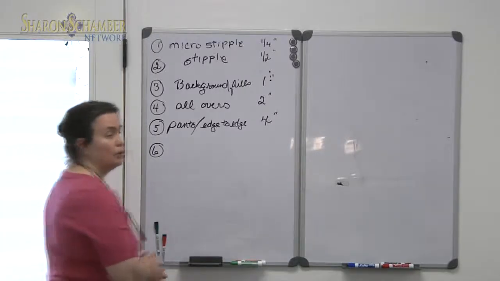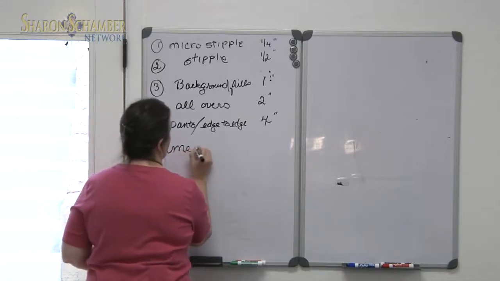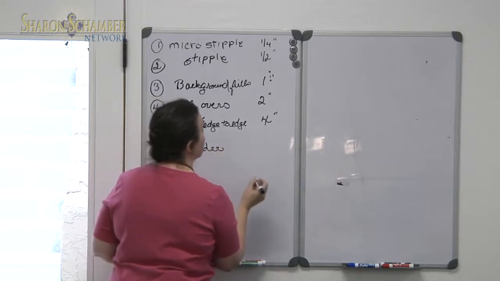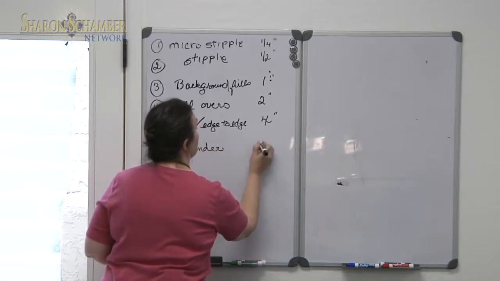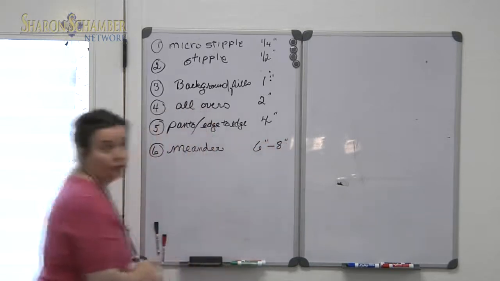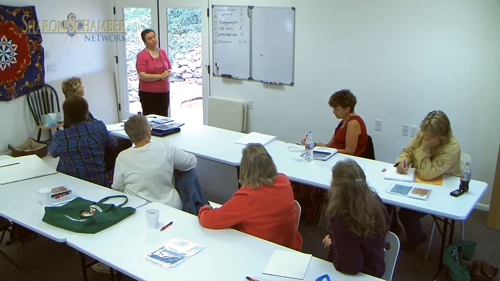Meander. Okay. A lot of people use meander for everything. Yeah, they're wrong. I know. 6 to 8 inches of space left open. Okay? It's a lot of space. I don't need that much space.